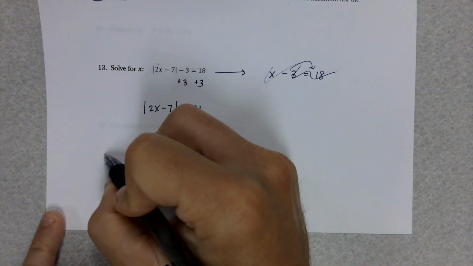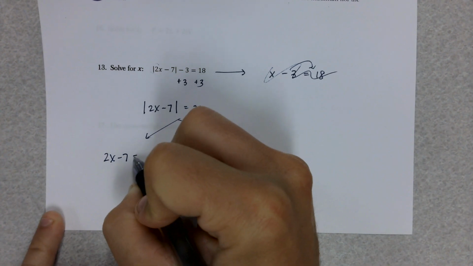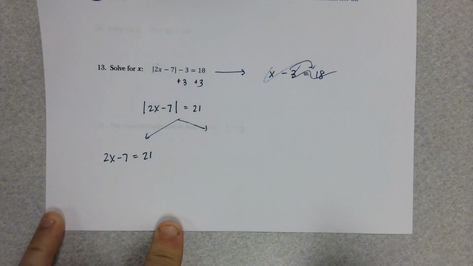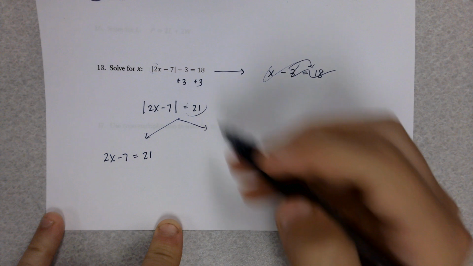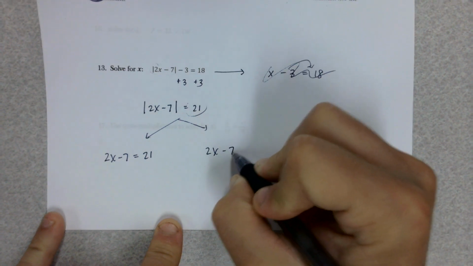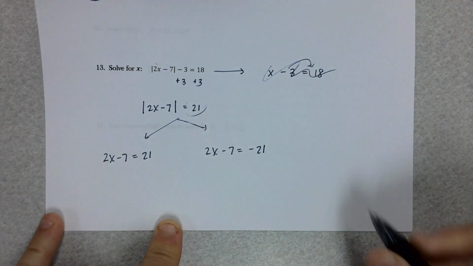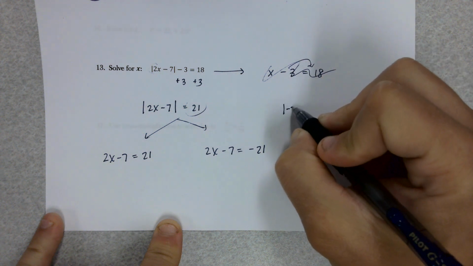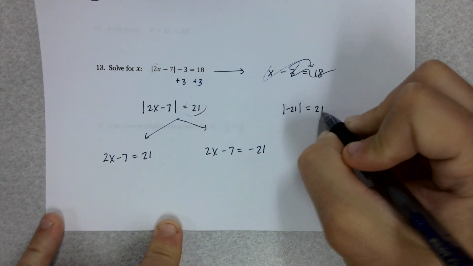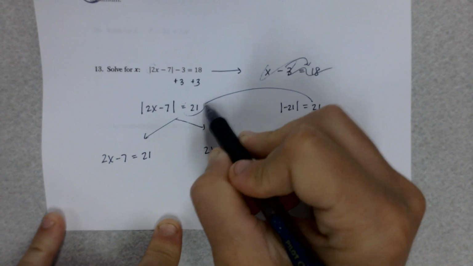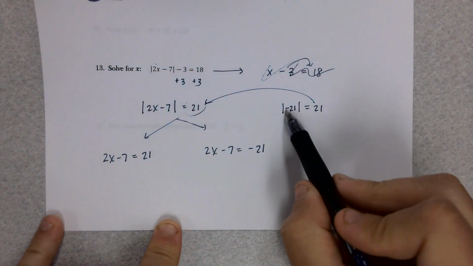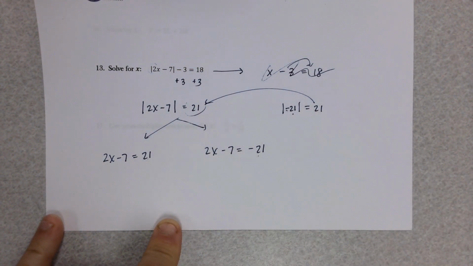And now I can split it up. Why I'm splitting it up is because 2x minus 7 might be equal to 21, but remember, absolute value almost always has two answers because 2x minus 7 could also be equal to a negative 21, because isn't the absolute value of negative 21 also equal to 21, which is what I'm looking for here? So we have to include both the positive and the negative answer.